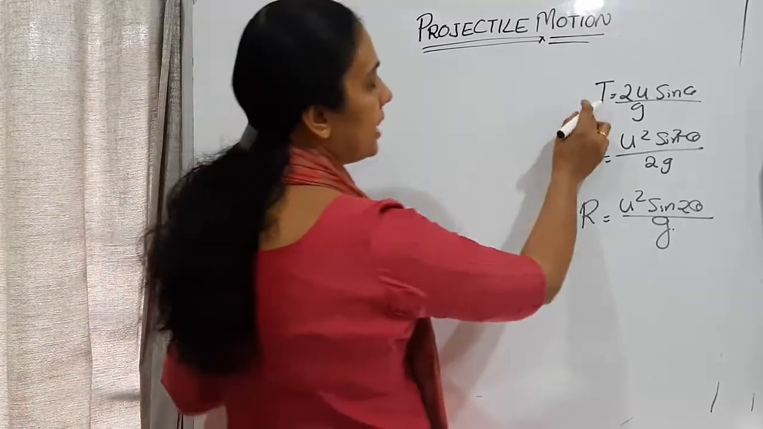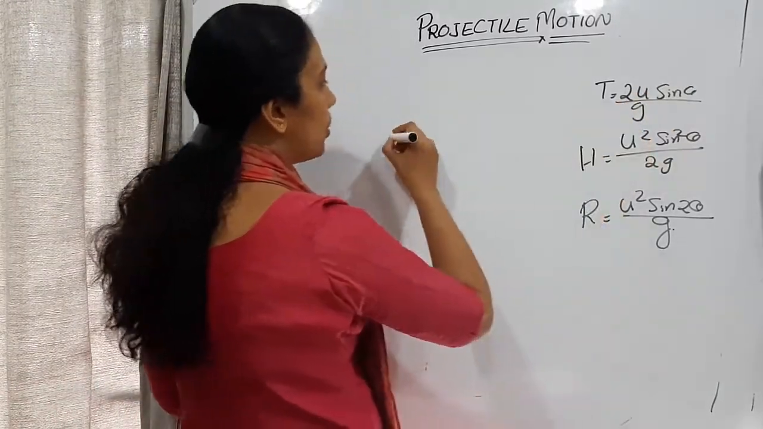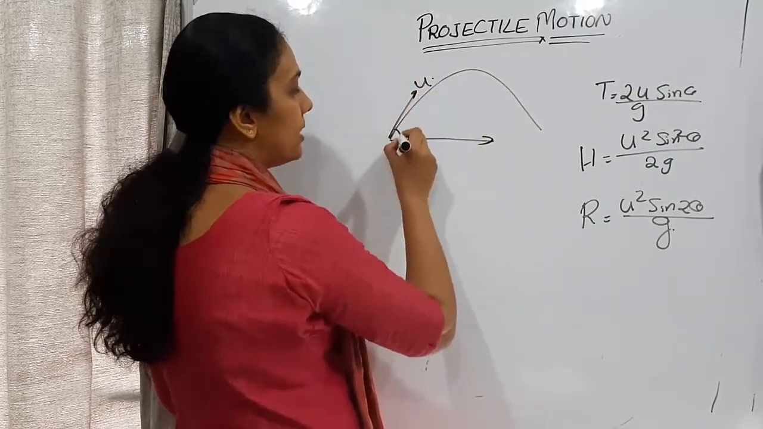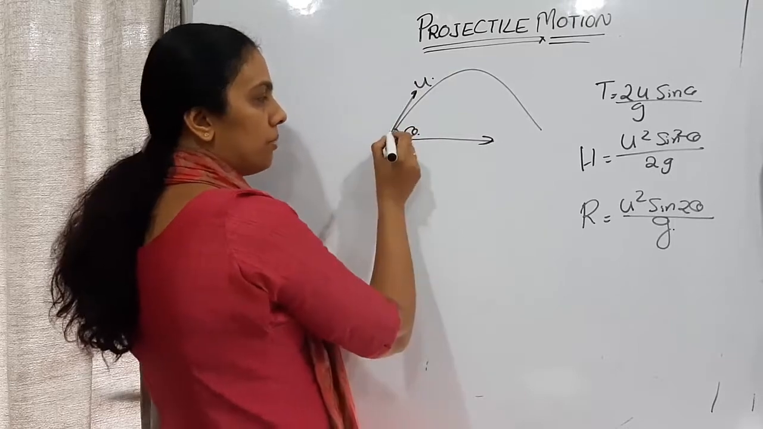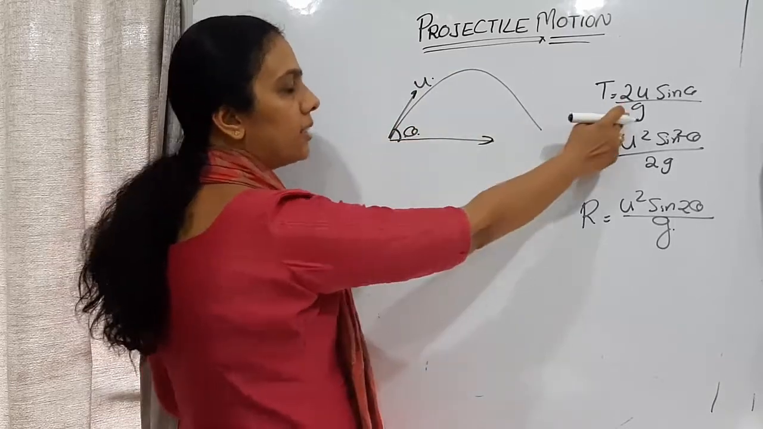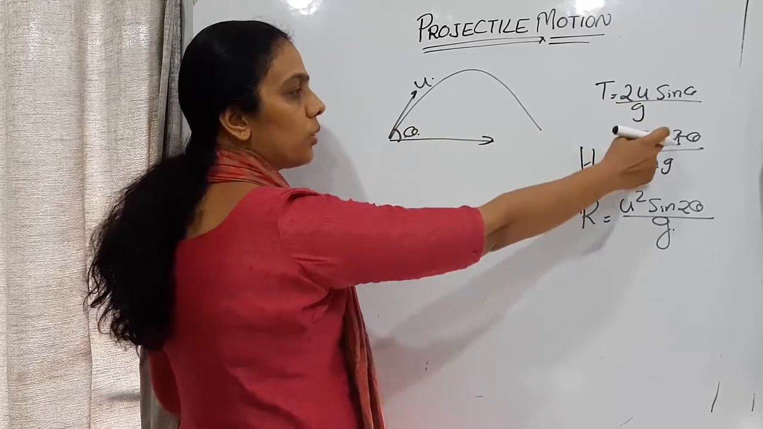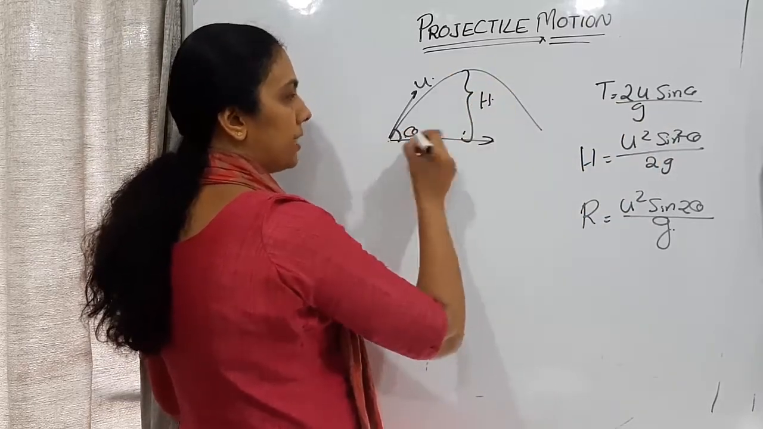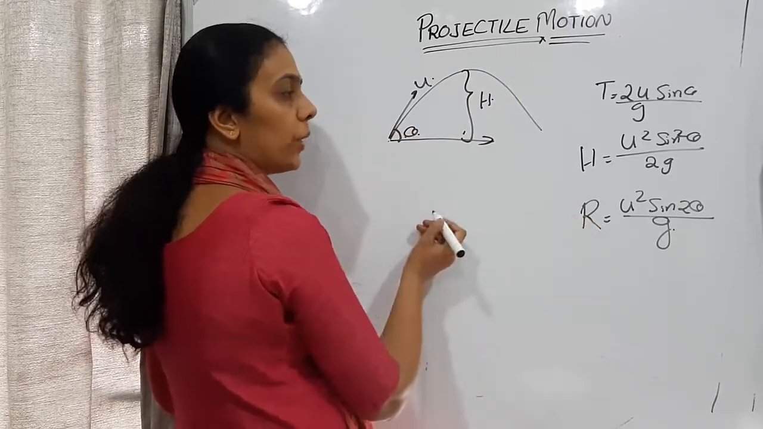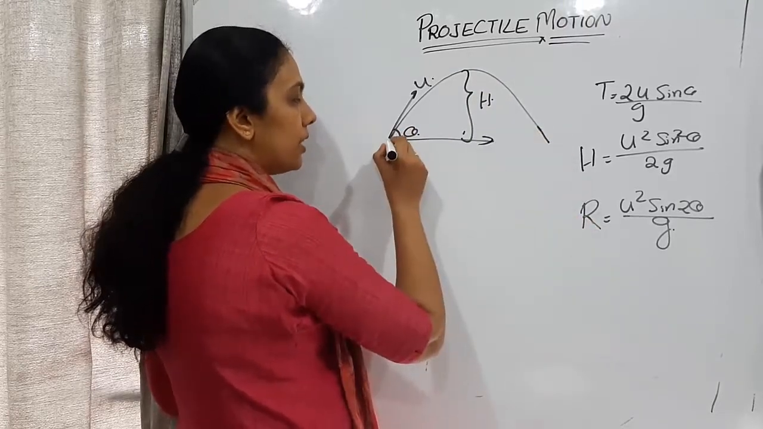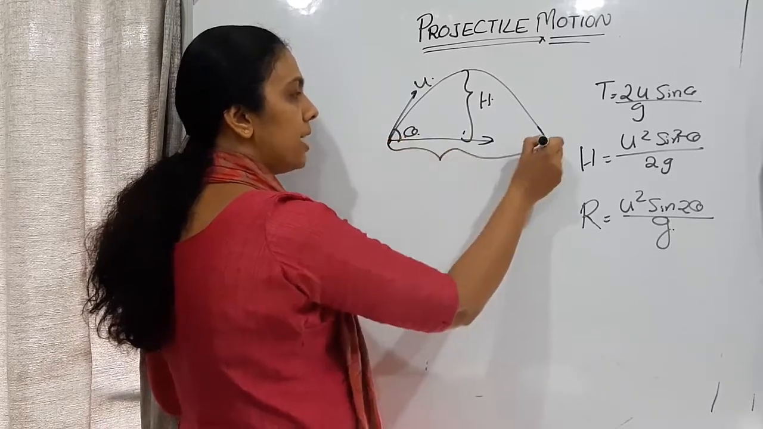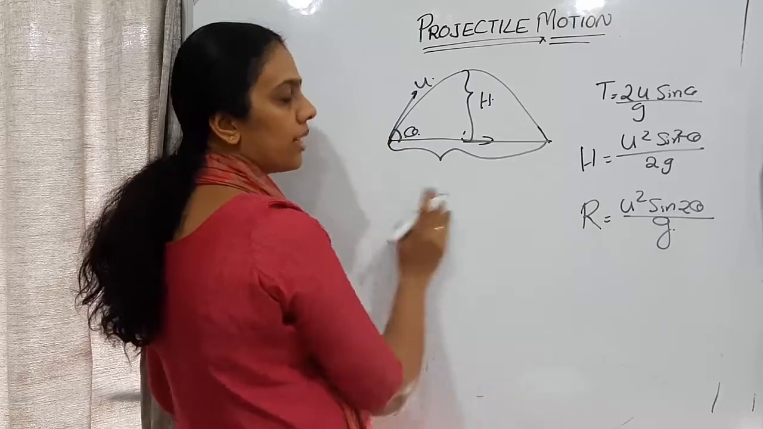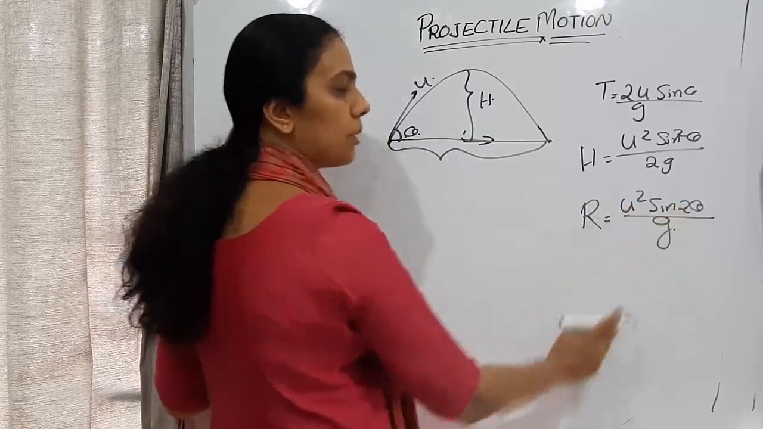So that is T equals 2u sin theta by g. U is the initial velocity which we are given, and theta is the angle it is making with the horizontal, and the other values you know. H is equal to u square sin square theta by 2g. H means the maximum height. R is the horizontal range, that is from the starting point till the same horizontal level, how far it is reaching, that is the horizontal range. So R equals u square sin 2 theta by g.